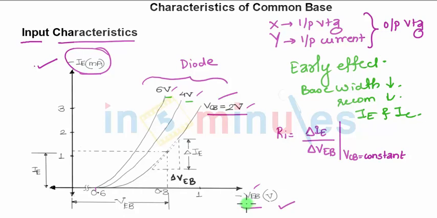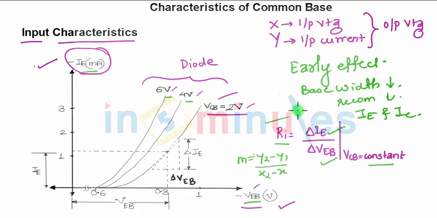Right now, when you are increasing your input voltage, your output current is as shown in the graph, keeping your VCB constant. Now, to find the input resistance, it is just the slope of the graph. How do we find slope? M equals y2 minus y1 upon x2 minus x1. So change in the y parameter. On the y-axis you have IE. So change in IE upon change in VEB, keeping VCB constant, will give you the input resistance.